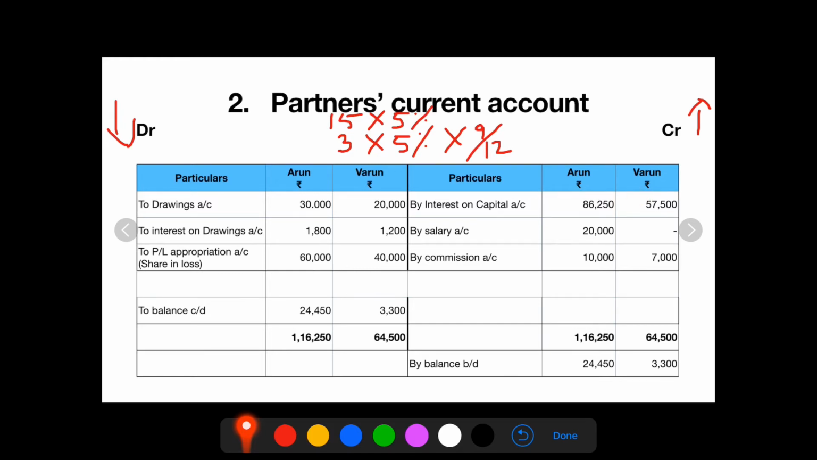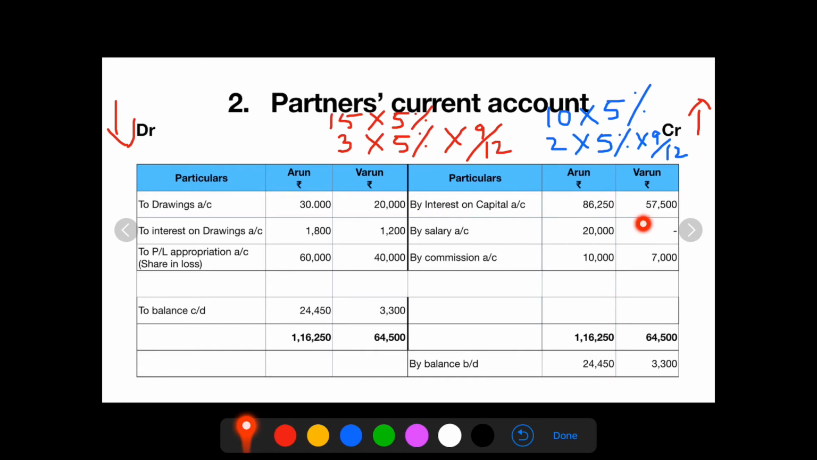Likewise for Varun. So how does the Varun calculation go? His capital is 10 lakh, 5% interest on capital. Additional capital introduced is 2 lakh. Again 5% interest calculated for 9 months. That is for both the partners. Date of introduction is July 1st and interest on capital being 5% for both the partners. So that's how we will get 86,250 for Arun and 57,500 for Varun.